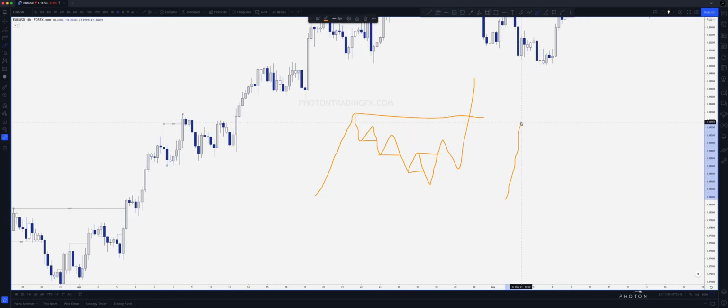Is we had our swing movement up, then we had that substructure pullback, right? Now, let me draw this again. We had the movement up, and then we had that pullback. We had that little movement up here, right? This section of price action here.